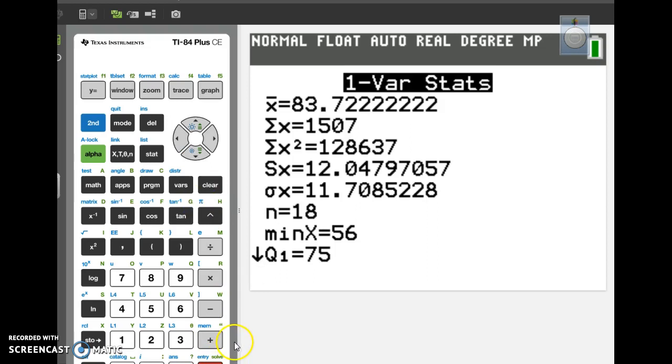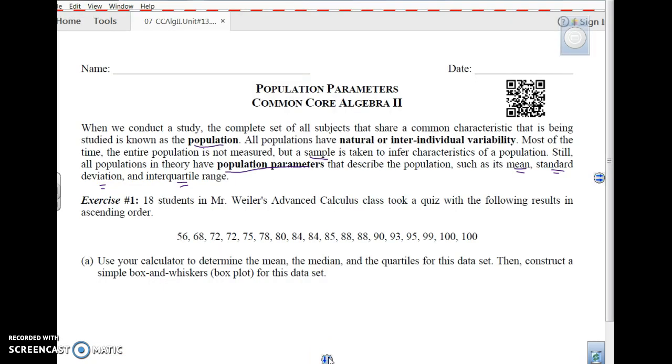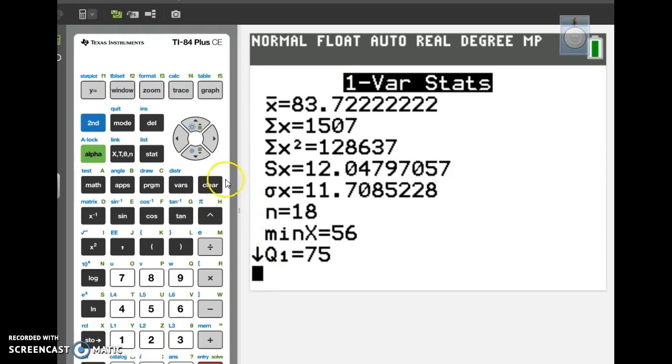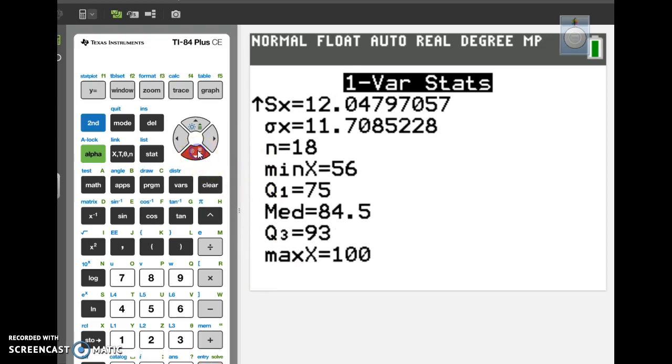All right, so first of all, which one of these values is the mean? Well, the mean is the x bar. So if I go back here, the mean is going to be 83.7. That's approximately what the mean is. Okay, now we need the median. The median is the middle number. If we scroll down here on the bottom, remember when you do a box plot, you need a 5-number summary. The median is part of the 5-number summary. It's right there. The median is 84.5.